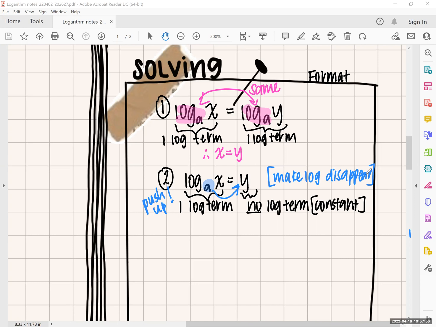Now, the next one, do you notice sometimes you don't have a log term on the right. Like for the second scenario, there's no log term on the right, but it must be a constant term. Then we can use this technique called the push up. Meaning you take the base of the log, A, and push it up. When you push it up, what's left on the left? X, because I told you the log disappears. So it will be x is equal to, look here, this A I push up means now it will be A to the power of y, an indices term.